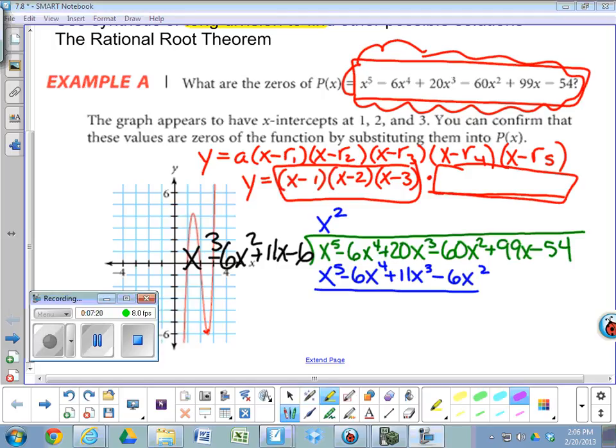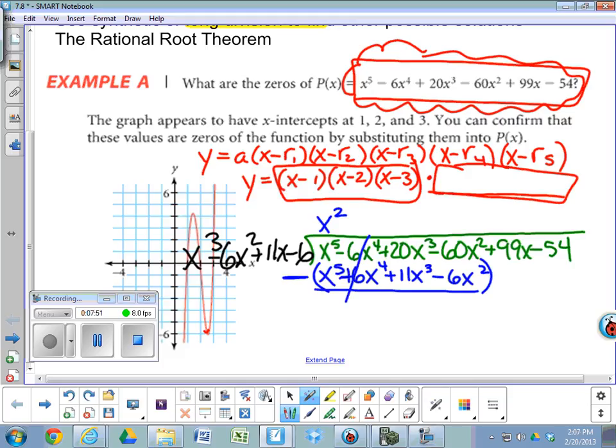So now that we have that blue line there, we simply subtract it from what's in green. What's x to the 5 minus x to the 5? So don't even write it if it goes away. It's 0. What's negative 6x to the 4th minus negative 6x to the 4th? It's like saying, double minus makes it plus. That's 0 as well. The first two are gone.